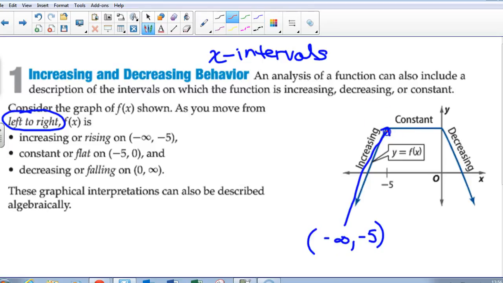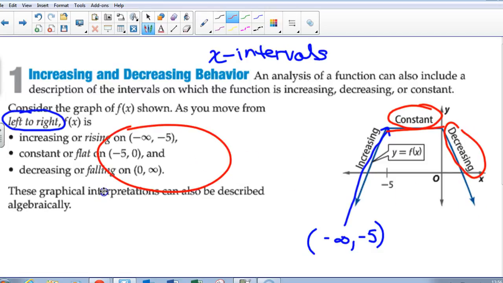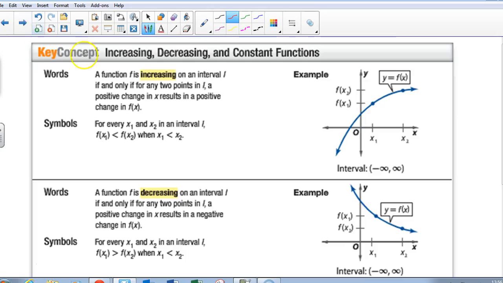This particular graph from -5 over to 0 is constant. And then from 0 to infinity, it's going down or decreasing. See there are notes right here? Everybody get increasing, decreasing? Do you have that slide? Okay, good deal. That one's pretty clear on what it's talking about.